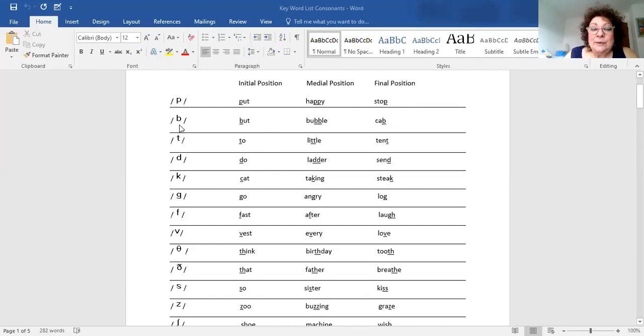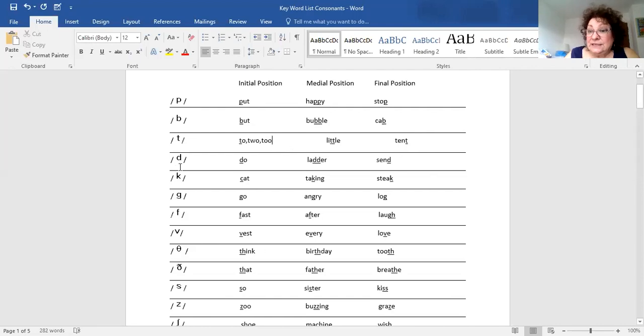Its cognate, B, represented by lowercase alphabet letter B: but, bubble, cab, and that is on page 73. And again, for final position, we tend to omit. The next tongue and alveolar ridge, or lingua alveolar, is lowercase alphabet letter T: two, and any two you want, they're all pronounced the same way, okay? Little and tent. And we know that little, we tend to substitute D for T in medial, and we tend to omit final position. So in your book, that begins on page 70 and continues to 75.